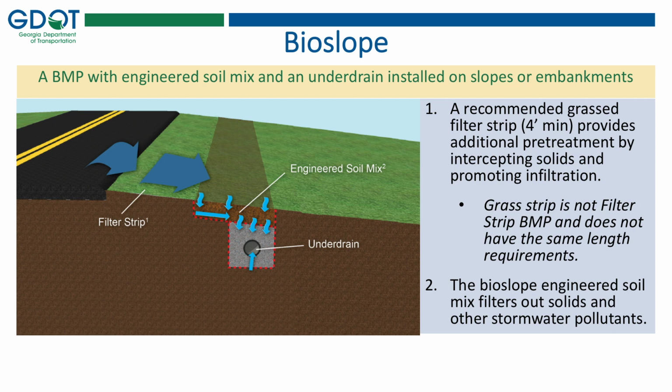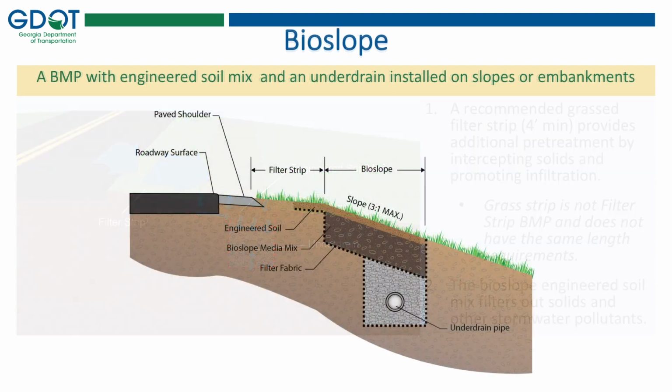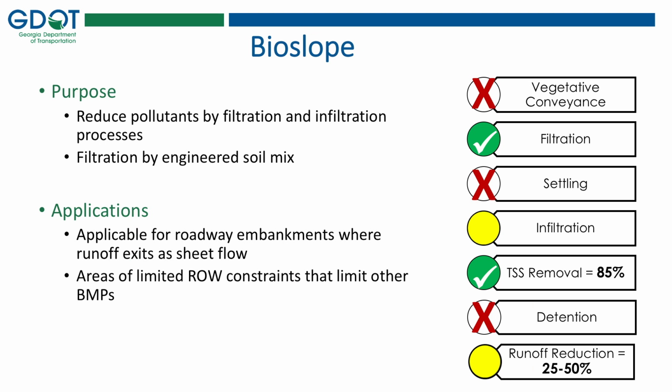A strip of grass should be specified directly upstream of the bioslope if space allows. This recommended grass filter strip serves to capture sediment and debris and prevents premature clogging of the bioslope. The pre-treatment filter strip for a bioslope is not designed to the same criteria as the filter strip BMP we just reviewed. Bioslopes are most applicable in rural roadway cross-sections, where they are constructed adjacent to the roadway shoulder along non-curb and gutter sections. Bioslopes combine the benefits of filter strips and dry enhanced swales, providing cost-effective treatment in areas where it is challenging to implement other BMPs.